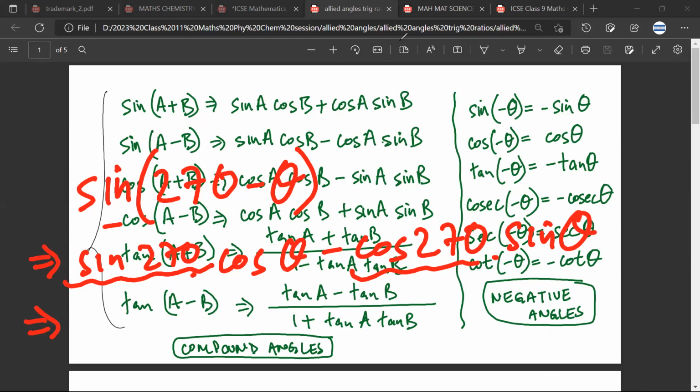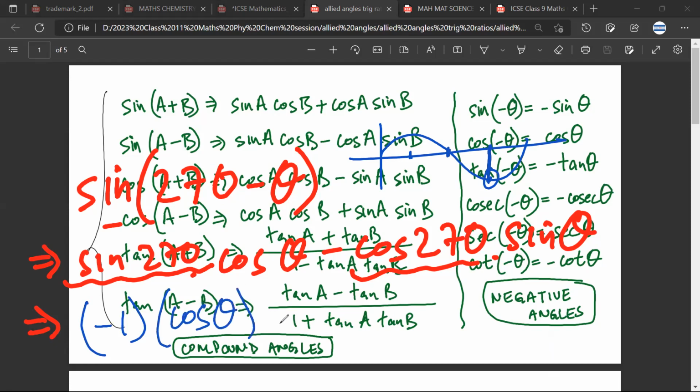And now the graph that I have shown you would help you. How will it help you? Sine 270, the sine graph looks like this. So this is 90, this is 180, this is 270. So sine 270 is minus 1, so you will write here minus 1. This would be cos theta minus cos 270. The cos graph looks like this. This is 90, this is 180, this is 270.